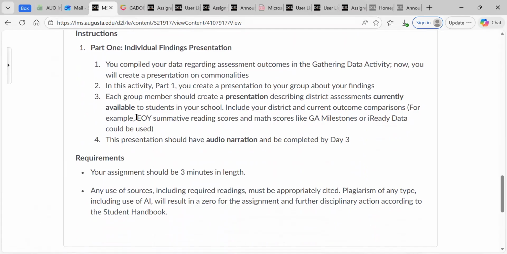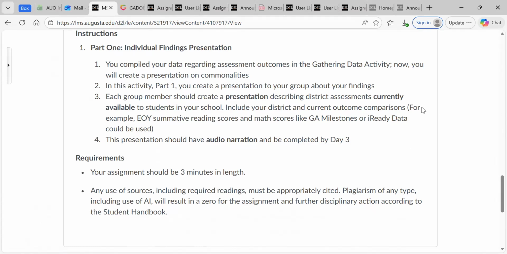So part 1, again, is just your individual data. You're going to present this with an audio narration, and it needs to be completed by day 3, which is a Wednesday of this week. So this needs to be about 3 minutes in length. It needs to present your findings either graphically or in a table format. Just make sure that it's organized so that your group can make heads or tails of it.